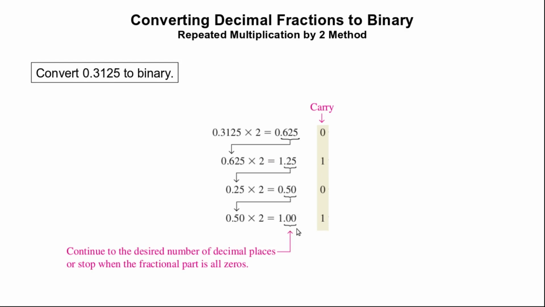Sometimes we will not get this fractional part to be 0. It may keep on continuing infinitely. In that case, seeing a 0.00 may not happen, so we may repeatedly keep on multiplying by 2. In such cases, we may actually stop when the desired number of decimal places has been obtained. So here we got 4 bits. If the maximum number of bits we want is 4 after the decimal point, we'll stop at that point. I hope this point is clear. If this is not clear, you can ask me during the question answer session.